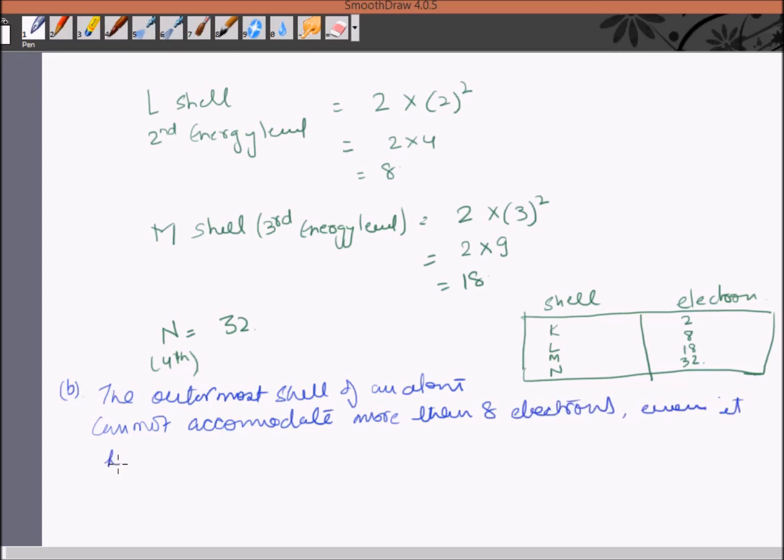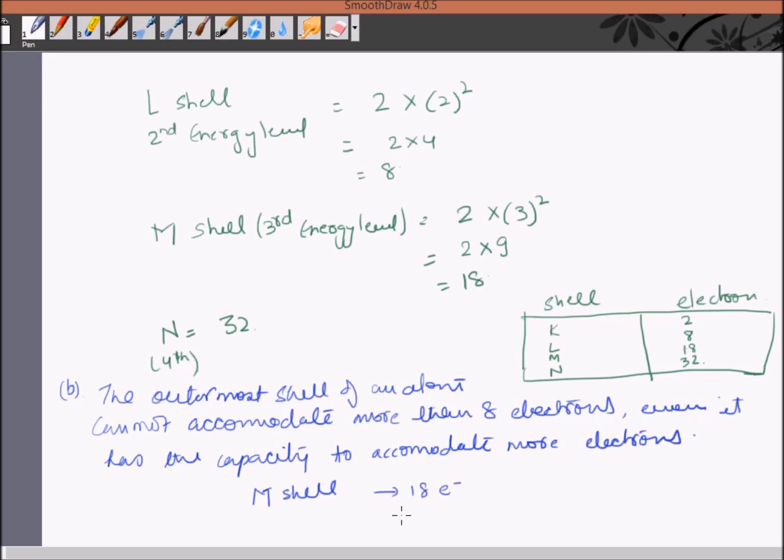Even if it has the capacity to accommodate more electrons. In other words, the outermost shell of an atom can take a maximum of 8 electrons only. So for example, if the M shell is the outermost shell of an atom, then it can hold a maximum of 8 electrons only, though its maximum rated capacity is 18 electrons. This is due to the fact that having 8 electrons in the outermost shell makes the atom very stable. You should note this point.